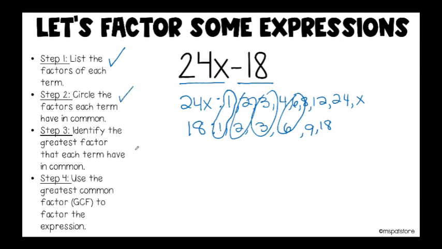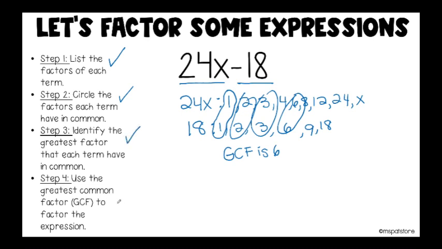Step number 3, it says, identify the greatest common factor that each term has in common. Well, this is the least one, the smallest number that they have in common. So the greatest one, the biggest number that they have in common, is 6. So my greatest common factor is 6. So I am done with step 3.